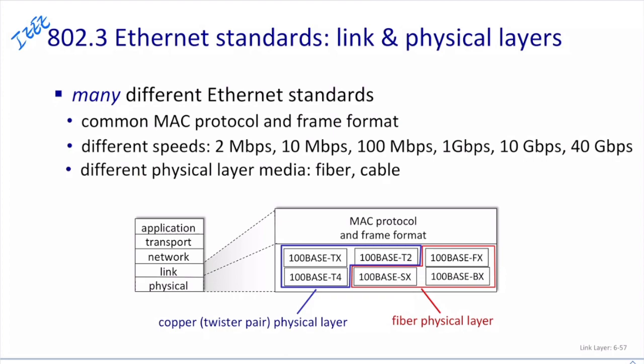But there are many different Ethernet standards. They have a common MAC protocol and frame format as we showed you before, but they have different speeds: 2 megabit, 10 megabit, 100 megabit, 1 gigabit, 10 gigabit, 40 gigabit. They can use different physical layer media like cable or fiber. Of course, all those things are designed and implemented by EE students. So we simply skip this slide.